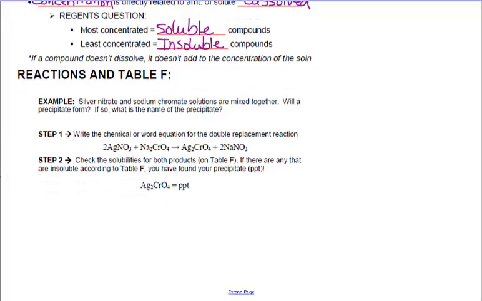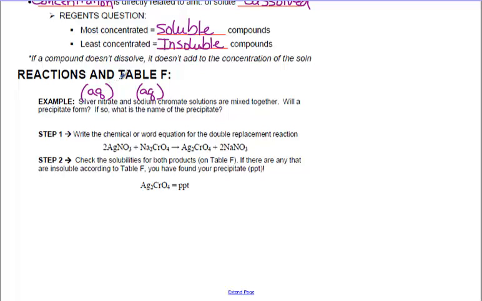So reactions and table F. Using table F to help us figure out what is going to be the precipitate. So here's an example. This could be on the reagents. Silver nitrate and sodium chromate solutions are mixed together. Okay, these are aqueous solutions. If they say solutions, it means aqueous. So they're both in the aqueous phase. They're mixed together. Will a precipitate form? If so, what is the name of the precipitate?